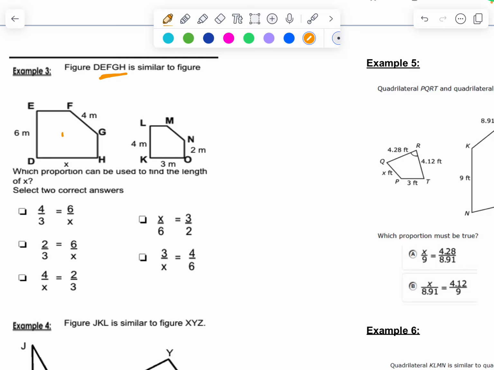Okay, so I'm going to call this figure 1. This is going to be figure 2. So figure 1, it's D, E, F, G, and H. If you notice, the letters are missing, but I already know that it started with D. So D goes with K. And then it has E. So then it's going to be K, L, M, N, and O. Usually it gives you both of them. I think I accidentally cut it off.